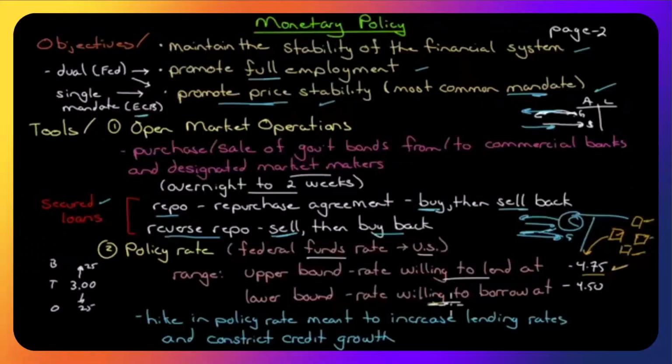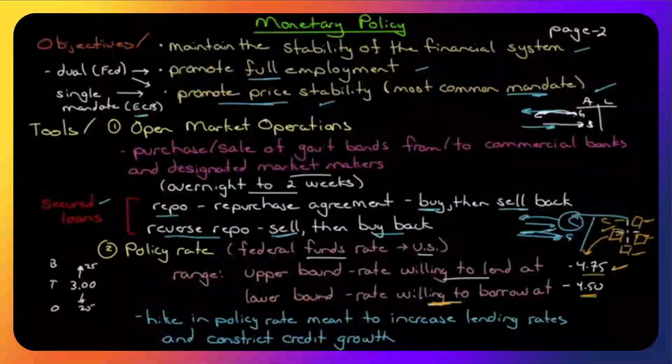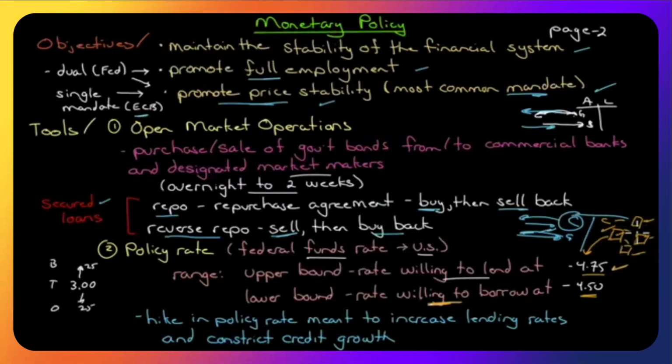Also, the central bank is willing to borrow at 4.5. So let's say this bank has an excess of cash. It doesn't need to borrow cash. It has an excess of cash. And it goes to all these banks saying, what are you willing to give me if I give you cash overnight? And they're all quoting less than 4.5%. Well, they can go to the central bank and get 4.5%.